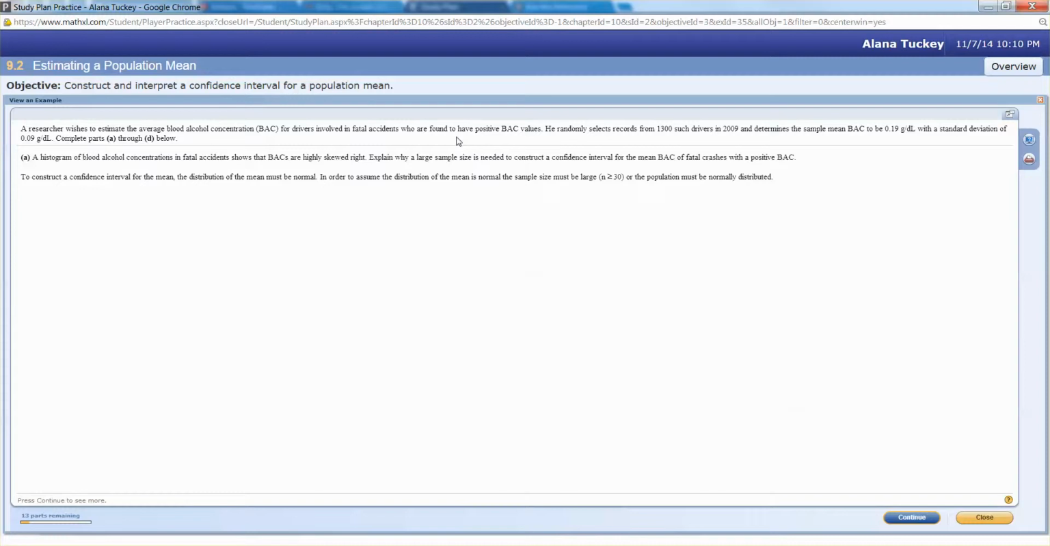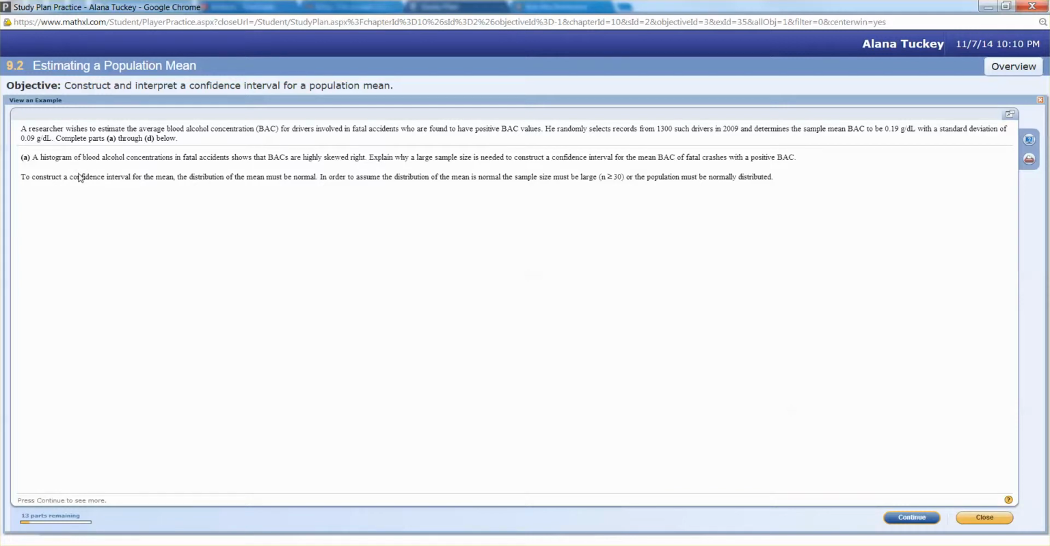involved in fatal accidents who are found to have positive BAC values. He randomly selects 1,300 such drivers in 2009 and determines the sample mean BAC to be 0.19 grams per, I believe that's deciliter, with a standard deviation of 0.09 grams per deciliter. Complete parts A through D below.